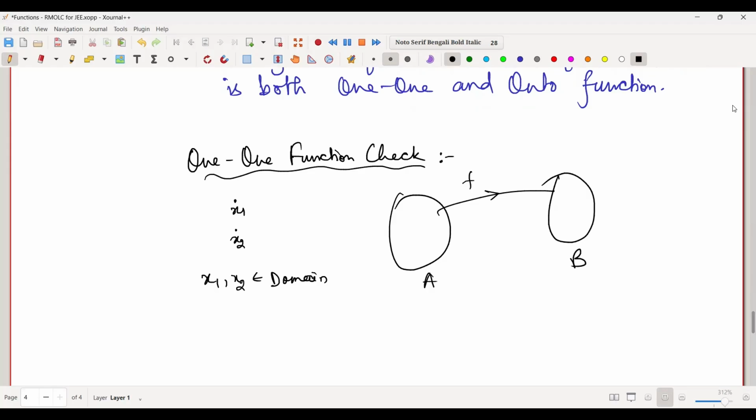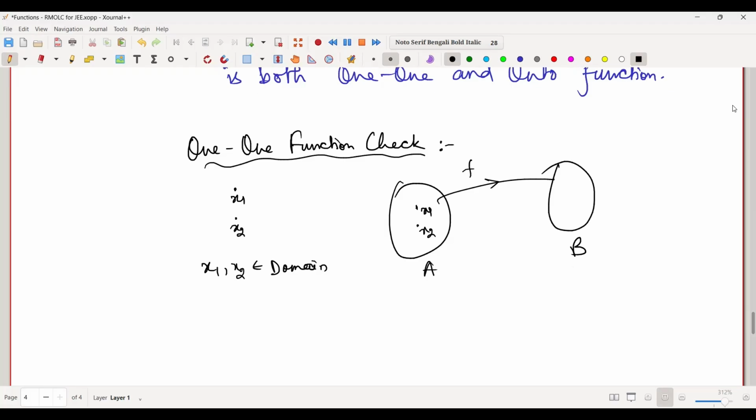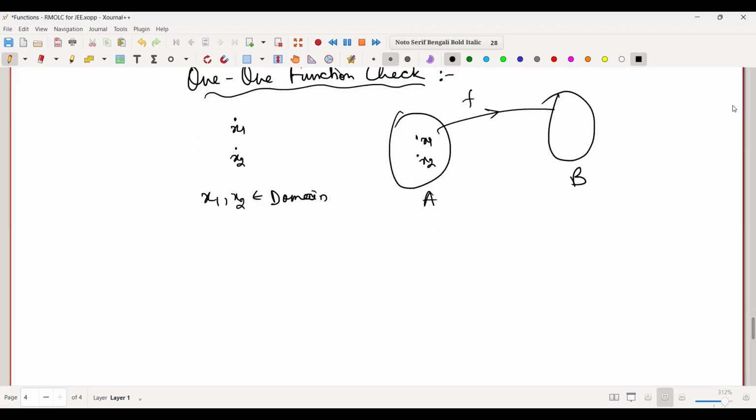So x1 and x2 are two elements of the domain. We are not saying whether these two are different or the same element. We are just taking two elements and applying the function f on them. This is f(x1) and this is f(x2). Now we will equate f(x1) equal to f(x2).